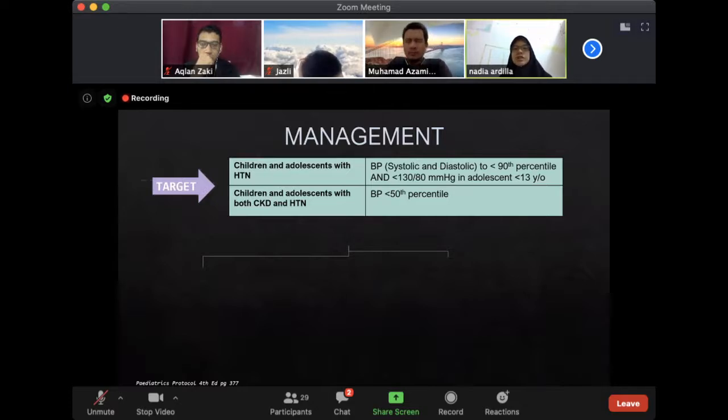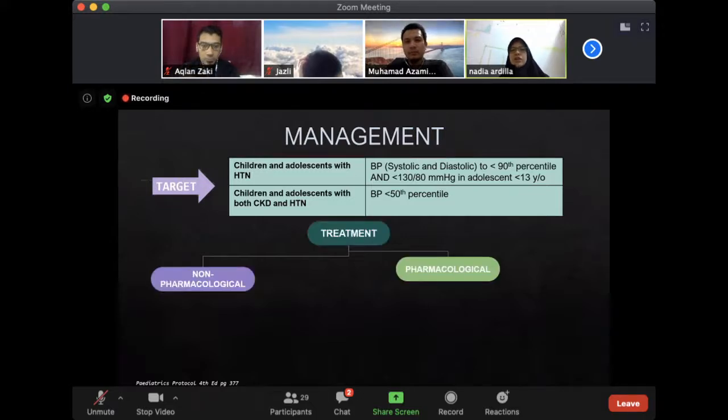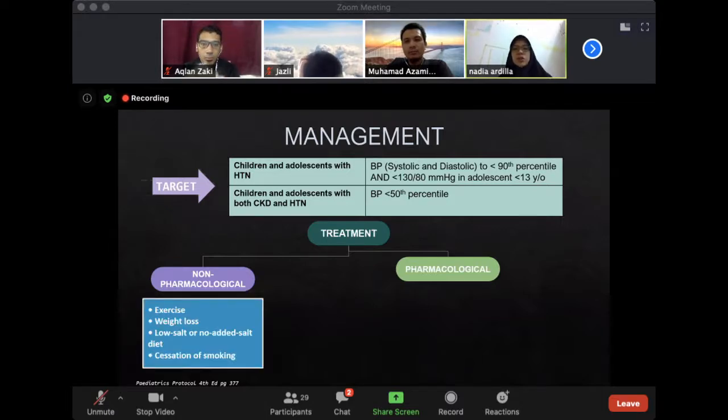There are two ways: pharmacologically or non-pharmacologically. Usually in primary hypertension, we use non-pharmacological management because the risk factor is actually obesity. So: exercise, weight loss, a low salt or no added salt diet, and cessation of smoking, because nowadays children who smoke is not rare. It happens. And if we fail non-pharmacologically, then we think of pharmacological treatment.